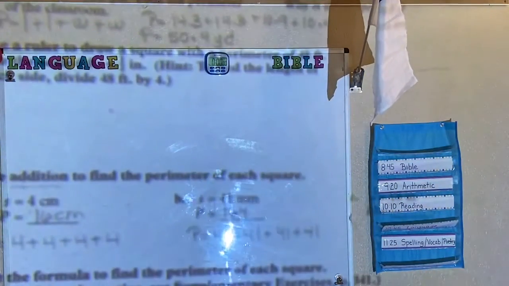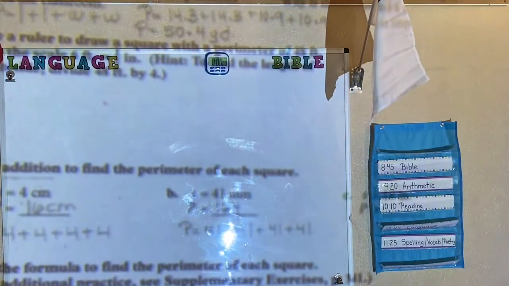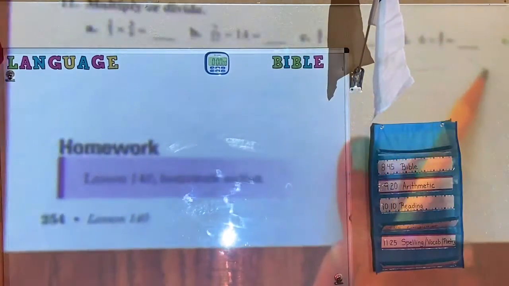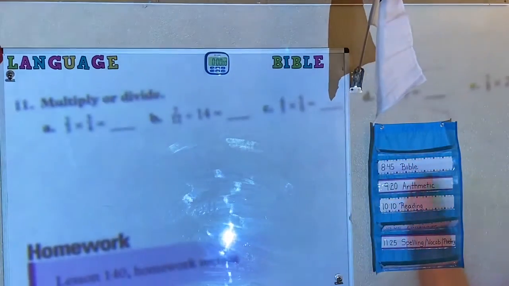So remember, you are to finish up this page, 253. You also have 254, which is review of multiplication and things that you are very familiar with. And you also have your homework, so make sure that you complete your homework for this section.